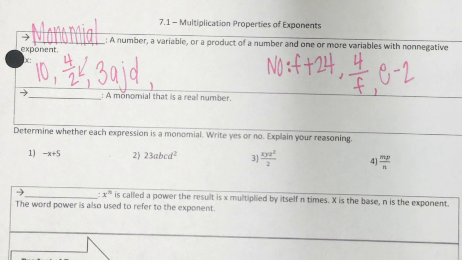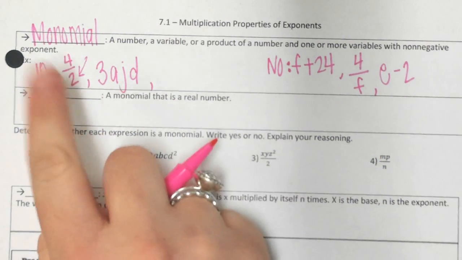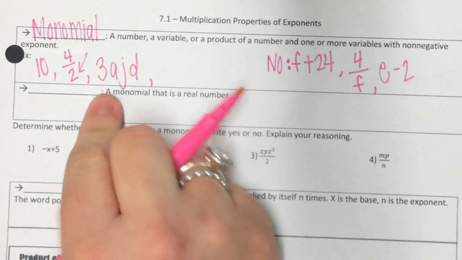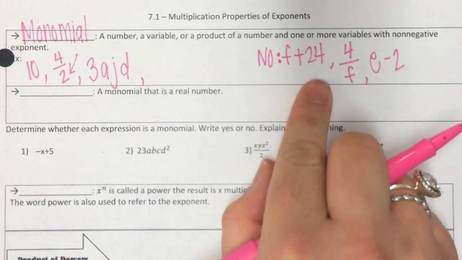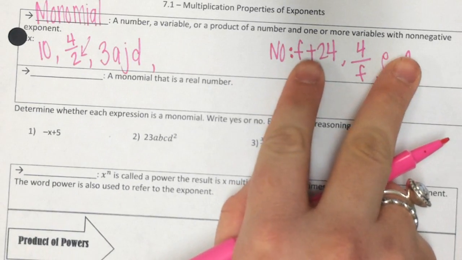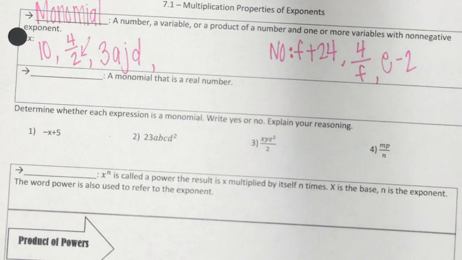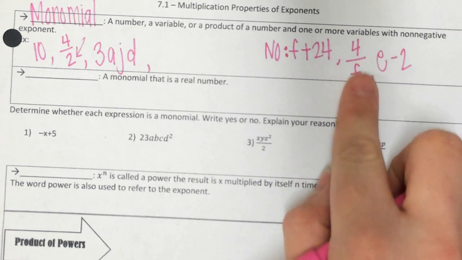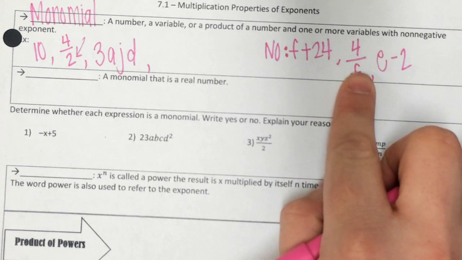You can multiply them together, but we can't divide, add, or subtract, because a monomial is just one thing. When you add them or subtract them or divide by a variable, you're breaking it into two different parts.